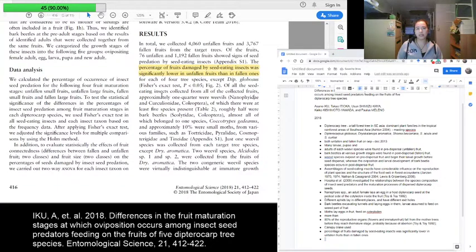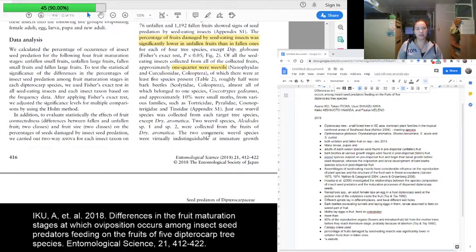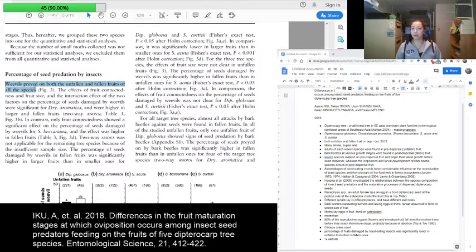So all the seed-eating insects collected from all the collected fruits, approximately 1/4 were weevils. Okay. There are at least 5 species present, roughly half were bark beetles, and almost all belong to one species. Okay, and there's a little bit of moths from various families. Okay, and they've listed them in the appendix. Okay, weevils. Percentage of seed predation by insects. Weevils preyed on both.